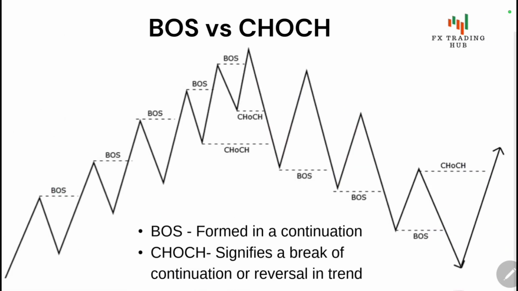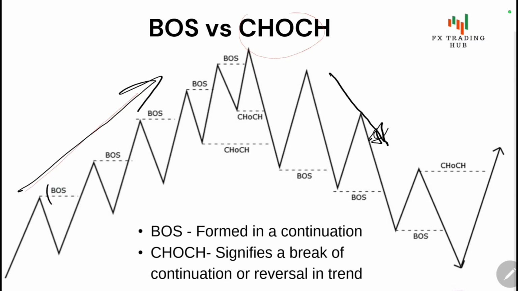Now you also need to understand some key concepts like the break of structure and the change of character. Most people do not understand the difference between break of structure and change of character. The difference is that the break of structure signifies a continuation in trend. If you're having a break of structure to the upside, it means that the market is moving to the upside. The market is bullish. And if you have a break of structure to the downside, it means that the market is bearish.